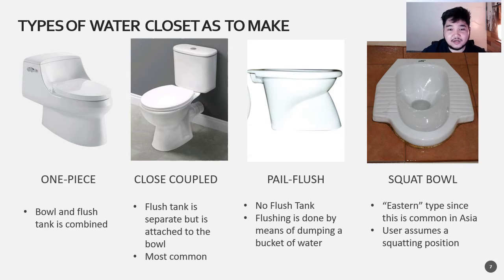And then of course, close coupled. This is where the flush tank is separate, but it's just attached to the toilet bowl. And then we have the pail flush, this one. This is a water closet comprising only of a bowl without a flush tank. The way we flush this type of water closet is by dumping large amounts of water onto the bowl.